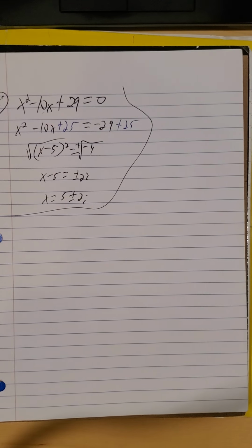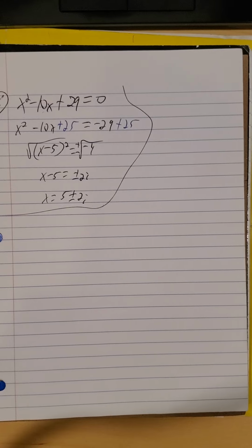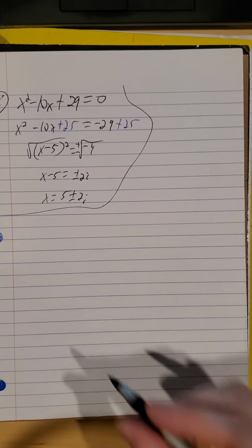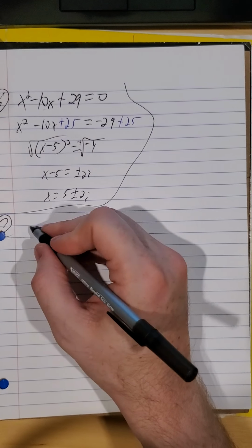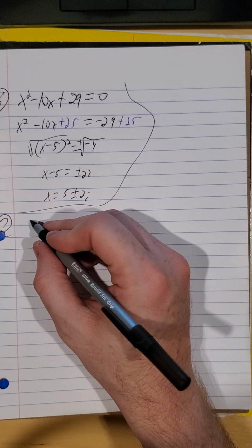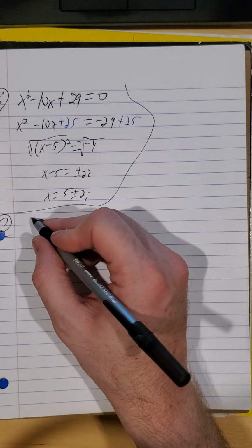You can get there with the quadratic formula. It's quicker completing the square in that one. Number 7 was virtually identical to what we did in class. We just did a minus instead of a plus.